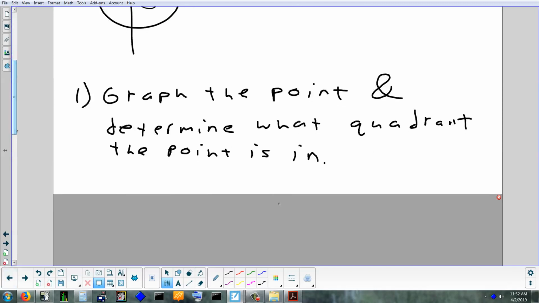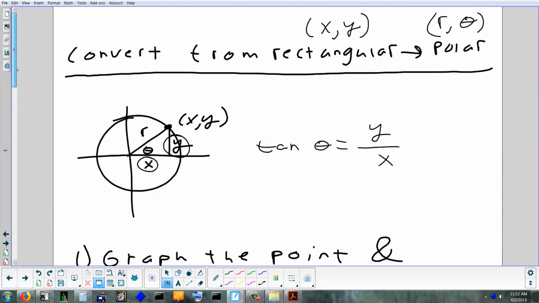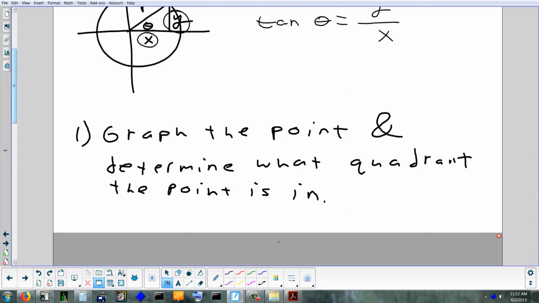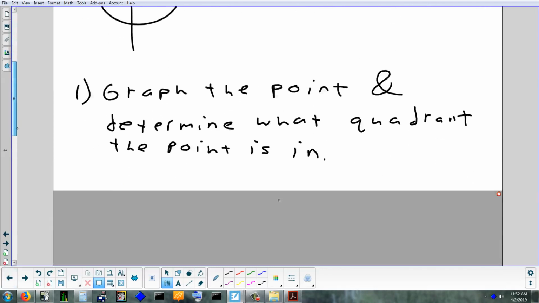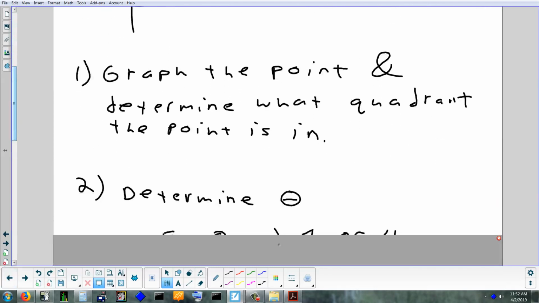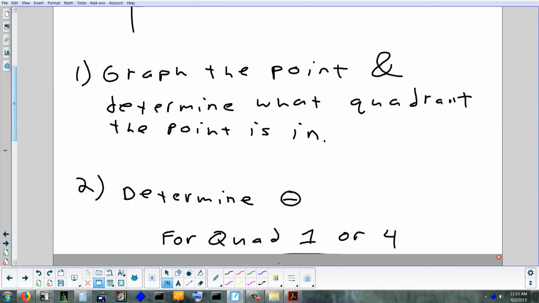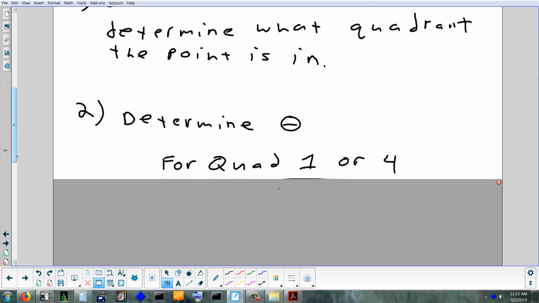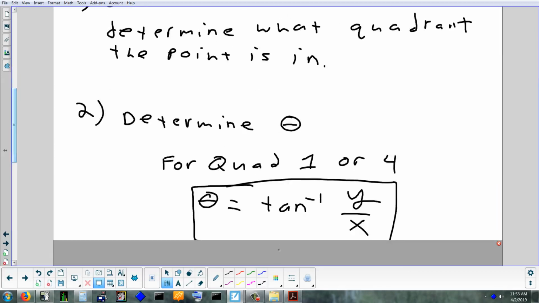Alright. So to convert from rectangular to polar, I'm going to write down what we just said, but you have to do this first. You have to know what quadrant your point is in. You're going to see why that's important in a second. Once you know what quadrant your point is in, then you can find the angle. If your point is in quadrants 1 or 4, it's exactly what we just said. It's the inverse tangent of y over x.